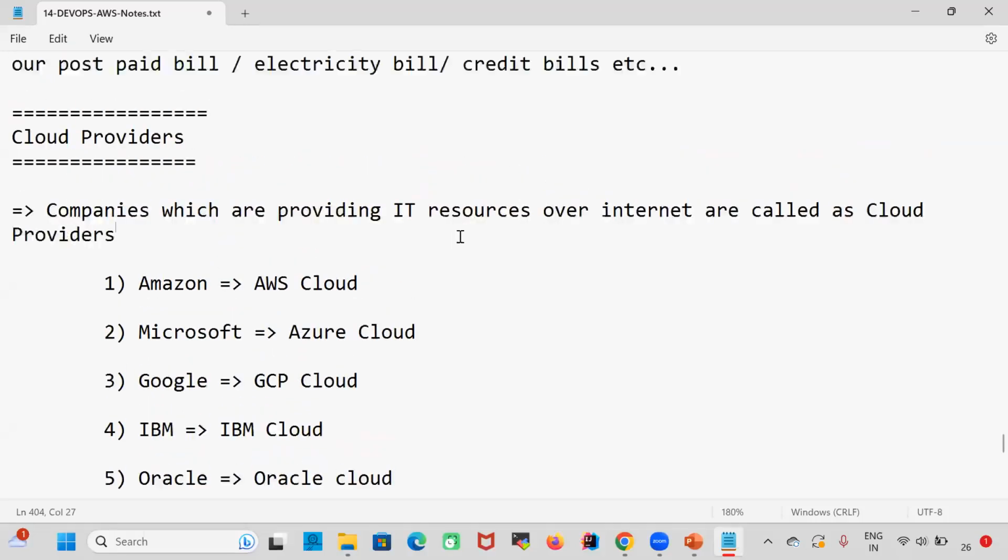Cloud computing means I don't want to manage anything. I don't want to purchase anything. I want to run my business, so I can take the resources for rent. I will pay the rent for using. If my business is running, I will use them. If my business is not running, I will delete them. Are you getting my point?